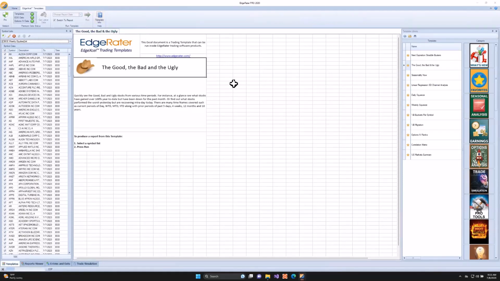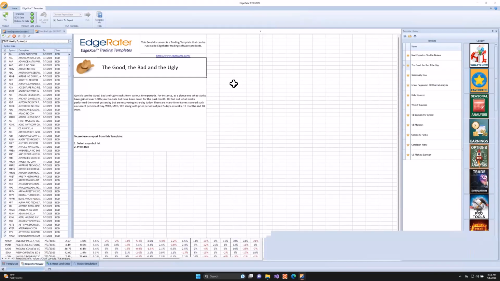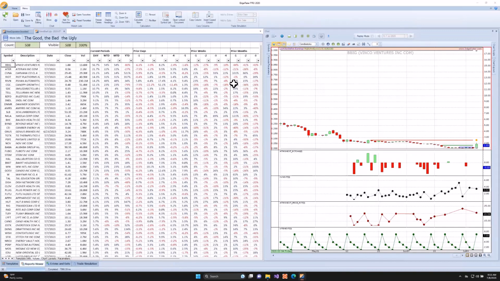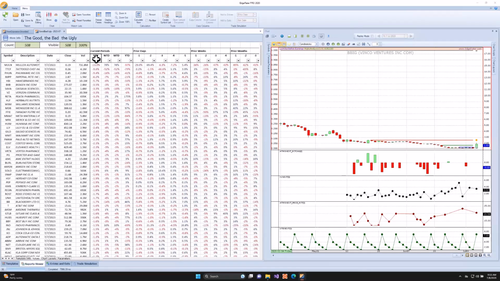This is something you might do when you're first coming into the program. You've got the end of day data, and you just want to take a look at what's been moving over various time periods. And we have the time periods here. We have daily period.